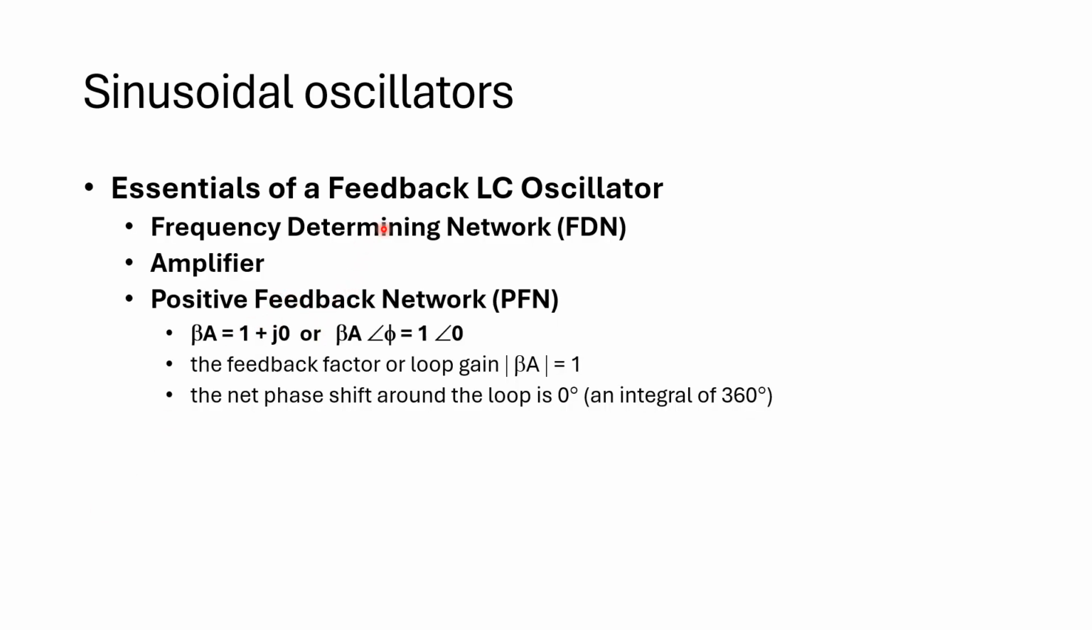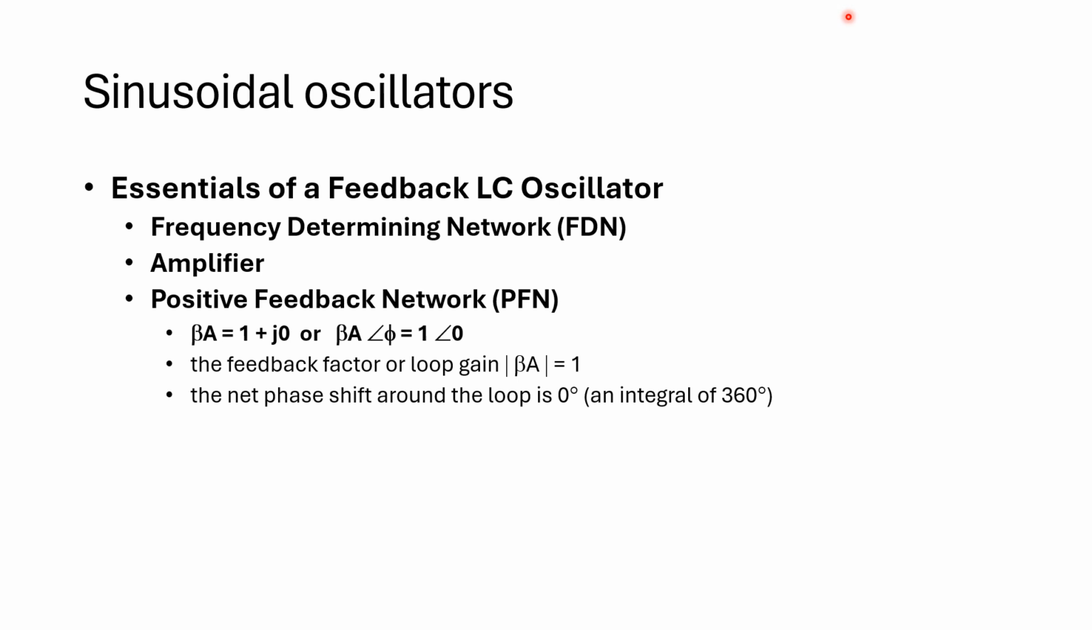So the essentials of the feedback LC oscillator. First, we have the frequency determining network. Although the example here is made up of capacitors and inductors, we're going to find out later that they are not the only ones which determine the frequency of an oscillator in any electronic oscillator circuit. Okay, so we have an amplifier. The function of an amplifier is, of course, to amplify oscillations being produced by the resonator.